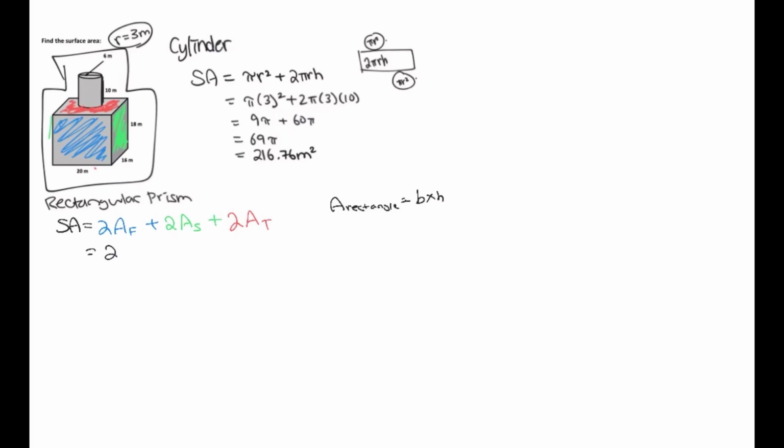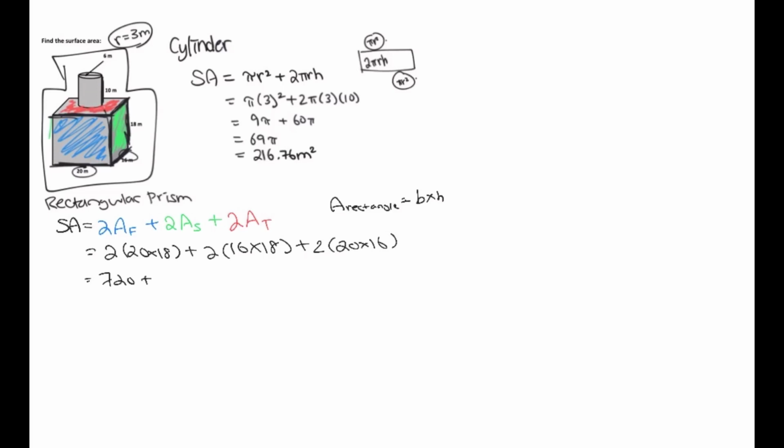Okay, so 2 times area of the front is, this rectangle is the base of 20 and the height of 18, so I'm going to go 20 times 18. Plus 2 times the area of the sides. Looking at the sides, this rectangle has a base of 16, height of 18. So we're going to go 16 times 18 plus 2 times area of the top. Top shape has a base of 20, okay, and a height of 16. So we're going to go 20 times 16. Our area is equal. We're just going to use our calculators.